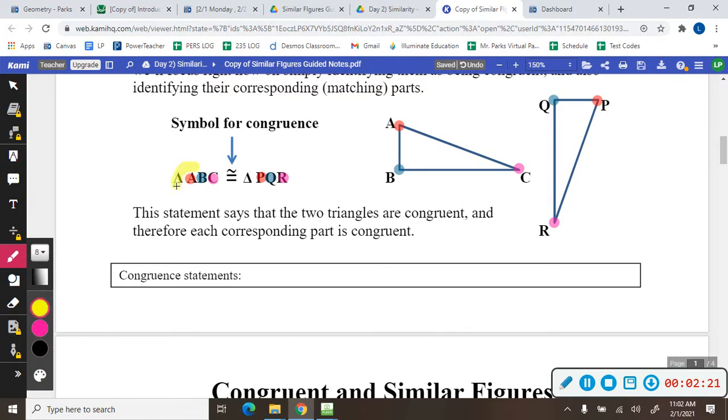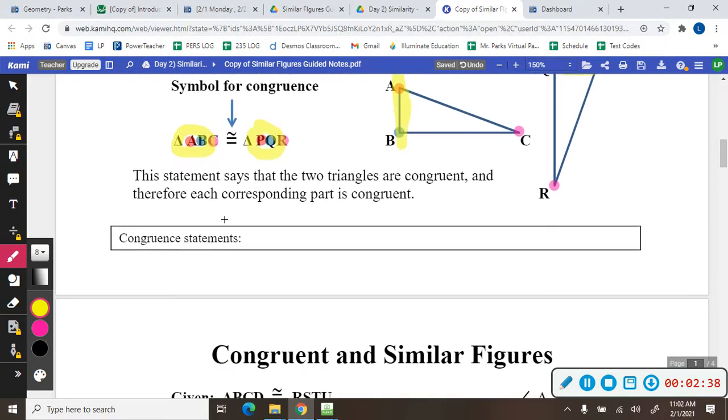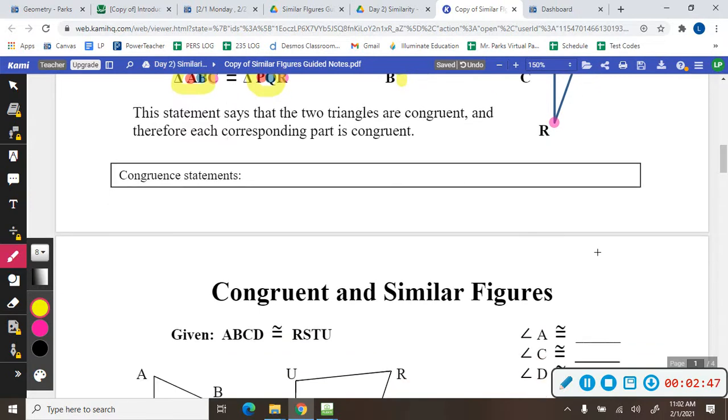That also means that AB is congruent to PQ because they're the first two letters. So AB, which I drew too long, is congruent to PQ. So these are the same measurement. Okay, so this symbol just says that the two triangles are congruent, therefore each corresponding part is also congruent.